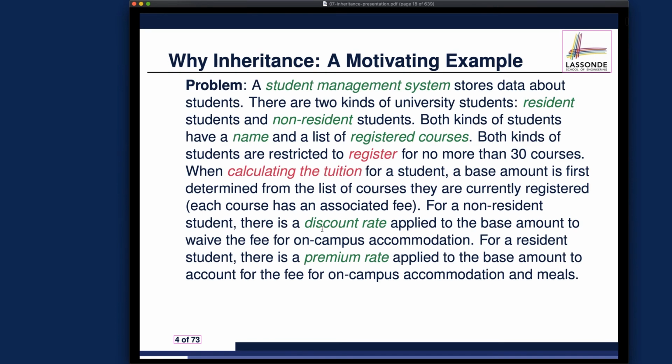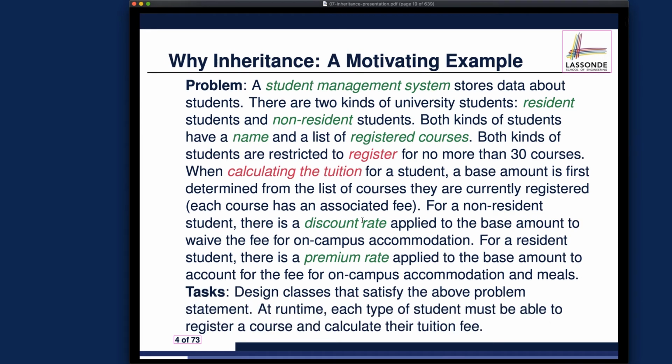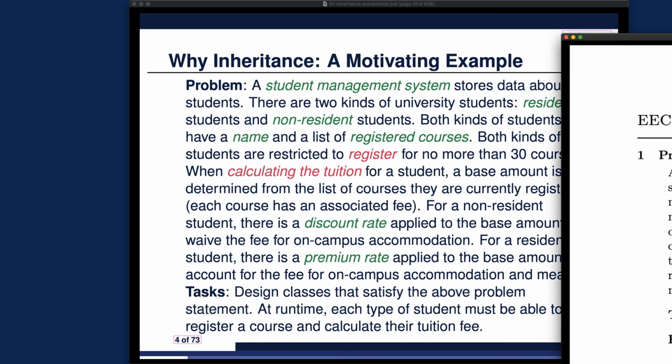Okay, I would suggest you pause the video now and read through this description of the problem. It's just one single slide. Read it through and make sure you understand all the details indicated in the requirements. Then a little exercise for you for design. The task would be to design classes that satisfy the above problem statements, and at runtime, you want to make sure each type of student must be able to register a course and also calculate their tuition fee. Also, you will be able to build a student management system. I also made available a handout for your purpose over here.